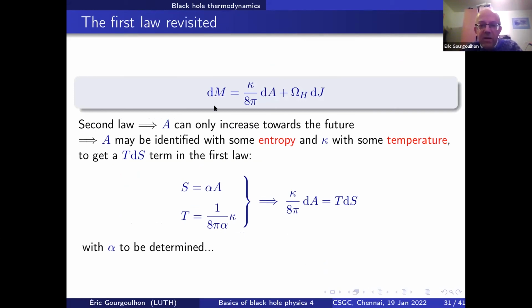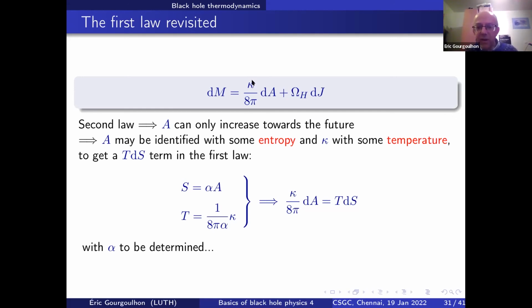Because if we go back now to the first law that we have obtained, this formula, we now see that this A behaves like a kind of entropy, because it can always increase towards the future thanks to the second law. So we may identify it to the entropy. So we may say that the entropy of a black hole is proportional, with some proportionality factor which we don't know yet, to the area.